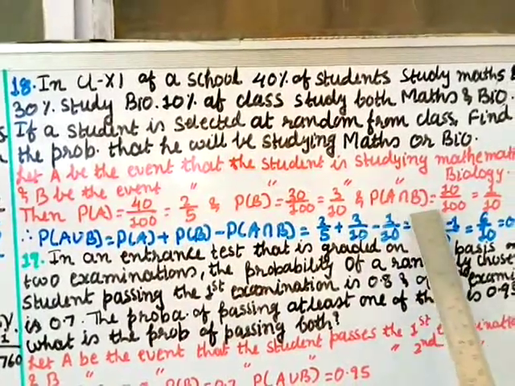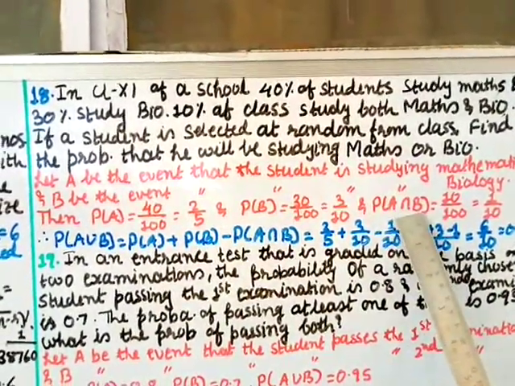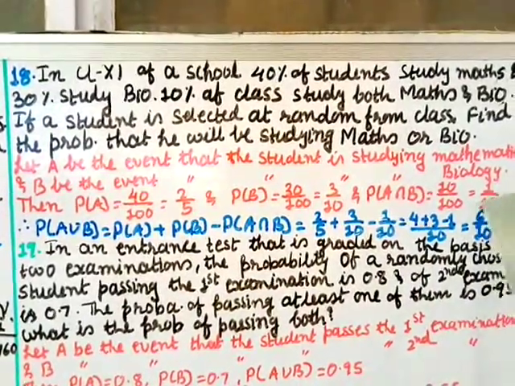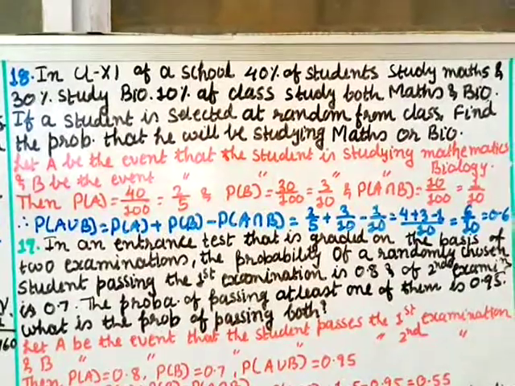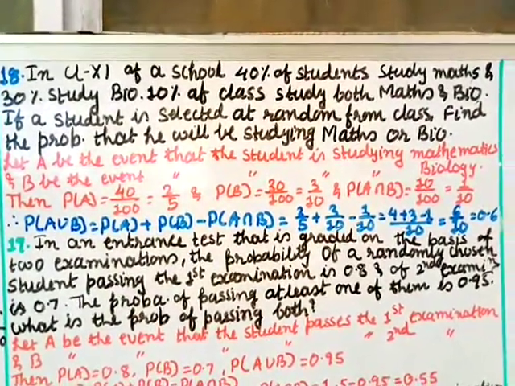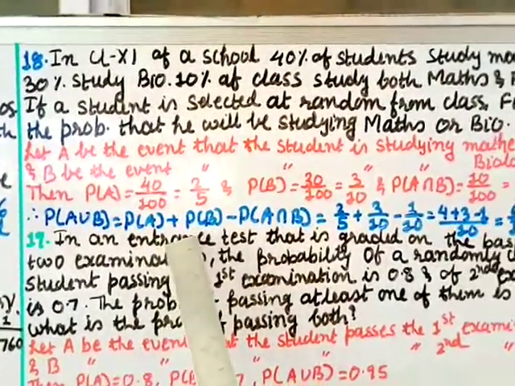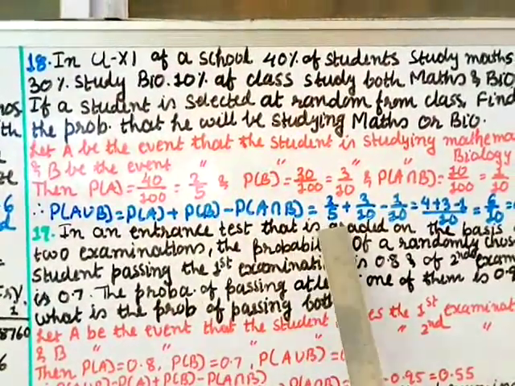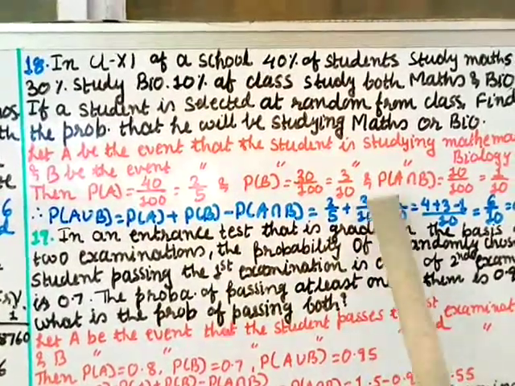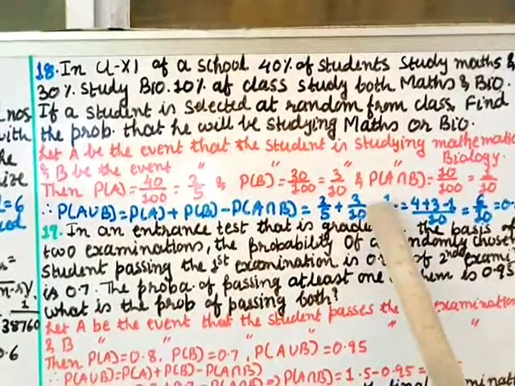And 10% study both, that is P of A intersection B equal to 10 by 100 gives you 1 by 10. What you have to find is maths or bio, that means A or B, that is A union B. So probability of A union B equal to P of A plus P of B minus P of A intersection B equal to P of A is 2 by 5 plus P of B is 3 by 10 minus P of A intersection B is 1 by 10. So minus 1 by 10.